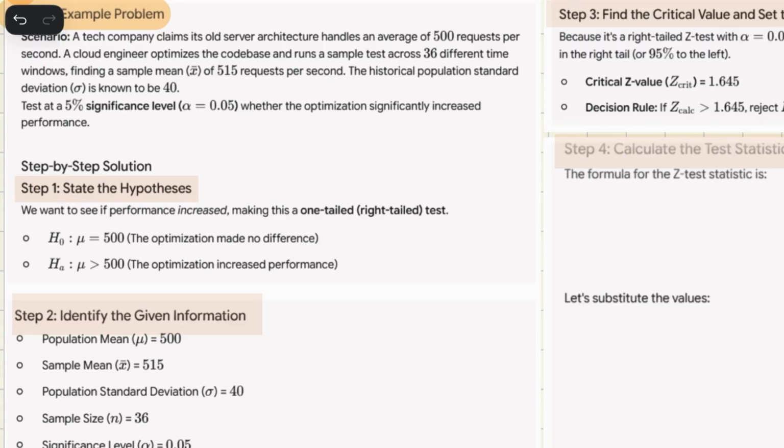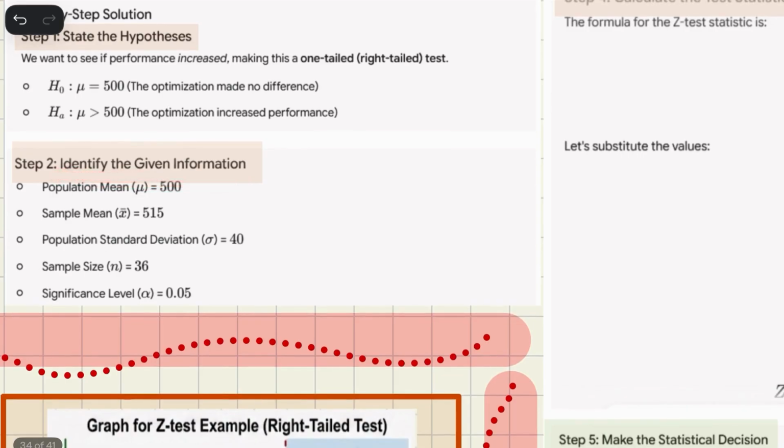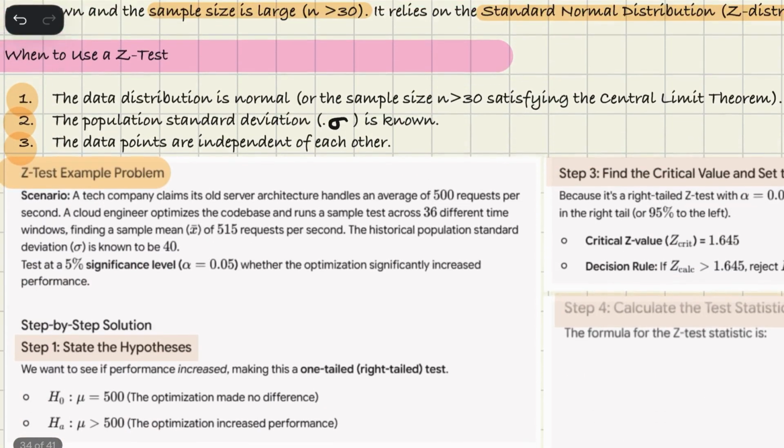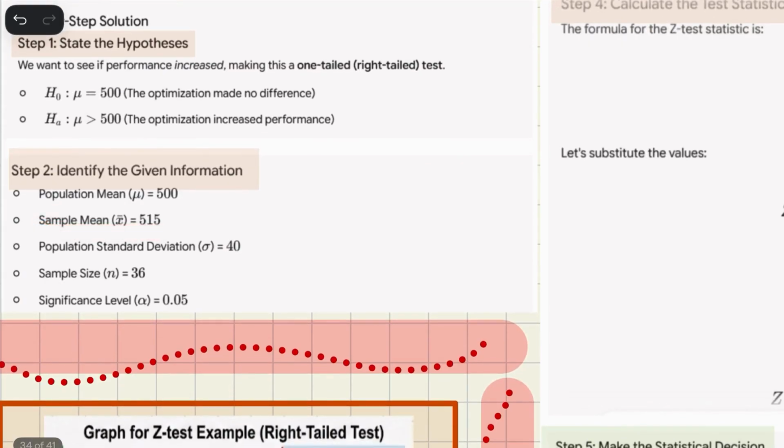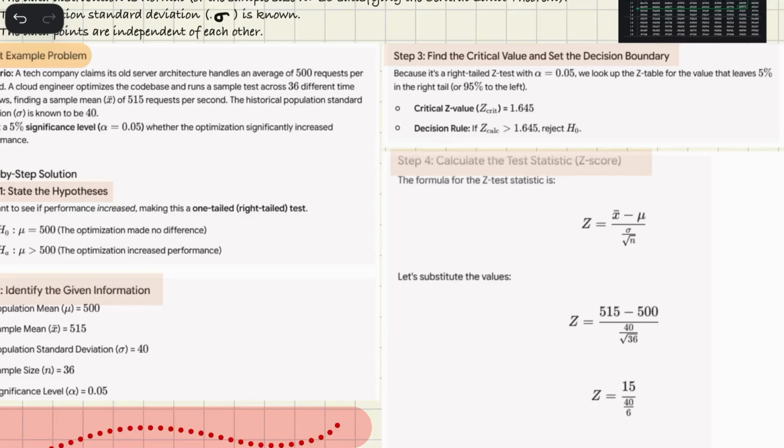Now we need to identify the given information. We'll list out all the variables clearly in your answer sheet, so you don't make any careless substitution errors. First of all, the population mean is 500. Alright, then they have given us the sample mean as well, so we'll jot down that the sample mean is 515. Then we have standard deviation as 40, sample size as 36, and we are also given the significance level of 0.05. So we have noted down all the essential information. Now let's move on to step 3, that is finding the critical value and setting the decision boundary.